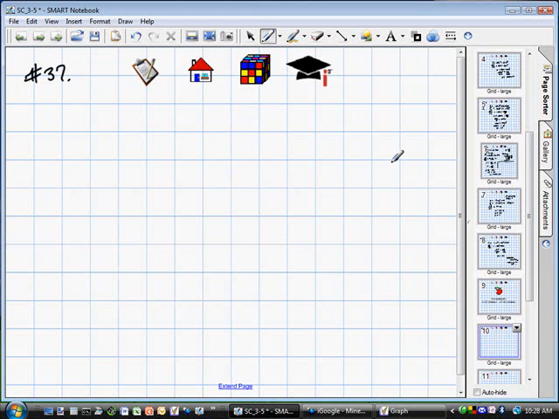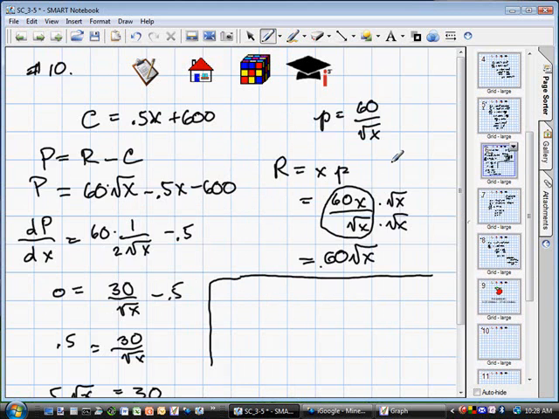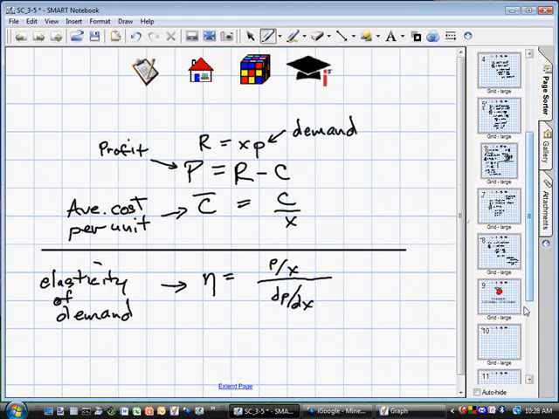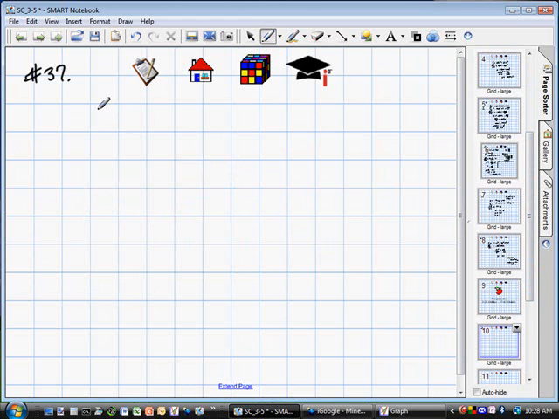Okay, we probably need to remind ourselves of this. So I'm going to copy this part here. We've got to do P over X divided by dP dx, and these are both at small p. And that's the elasticity of demand, eta.